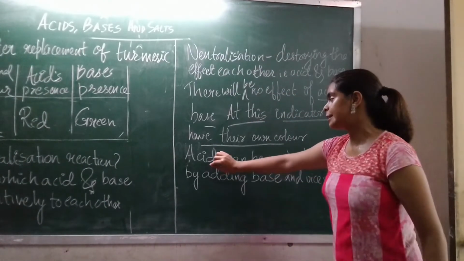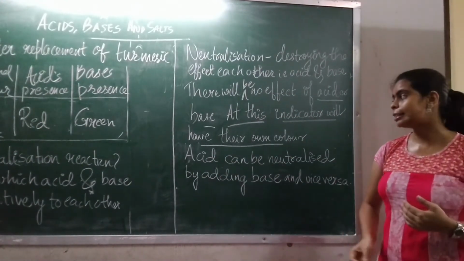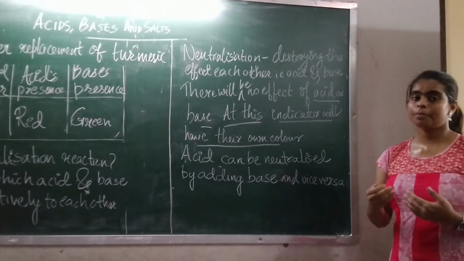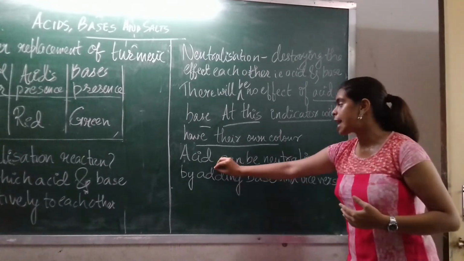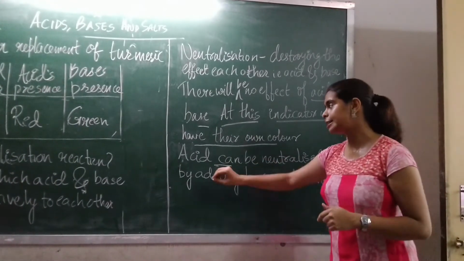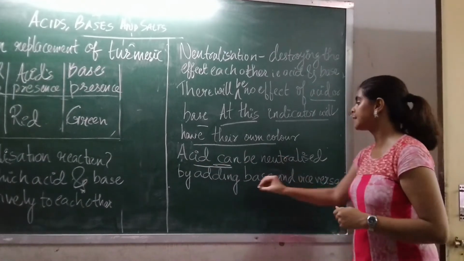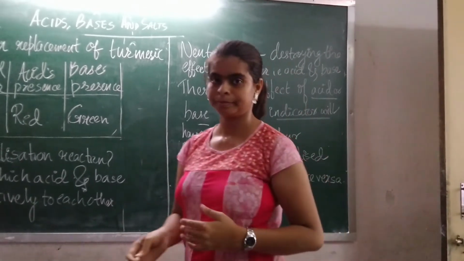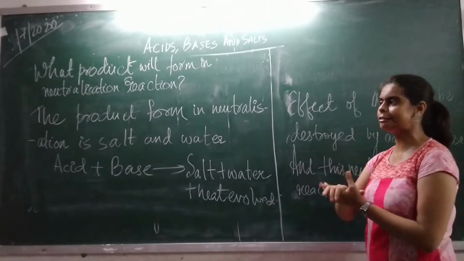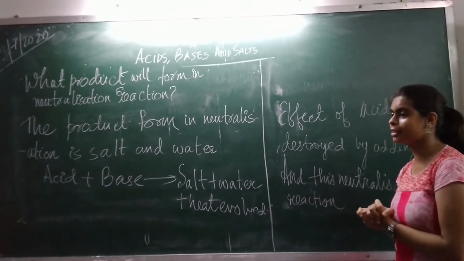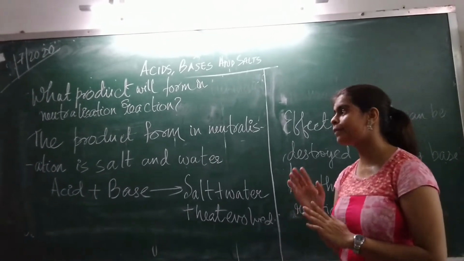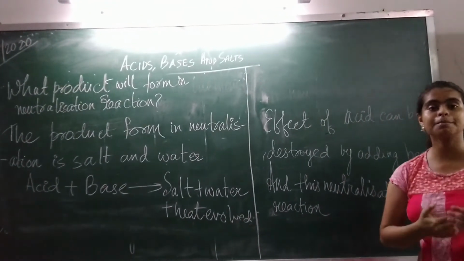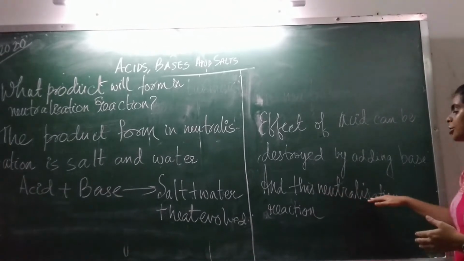At this point there is no effect of acid and no effect of base in this reaction. So we can say that in a neutralization reaction the acid and base destroy the effect of each other. Acid can be neutralized by adding base and vice versa. So we have understood what is neutralization reaction. Now we can say the effect of acid can be destroyed by adding base, and this reaction is neutralization reaction.